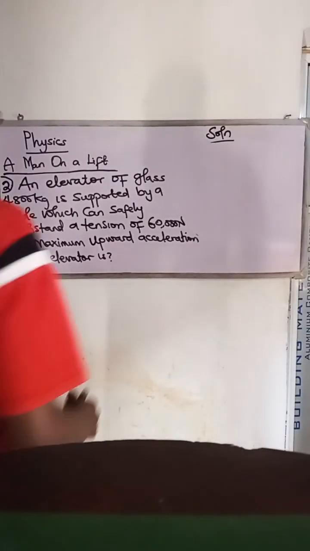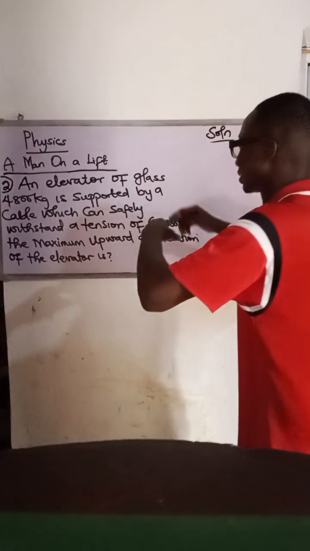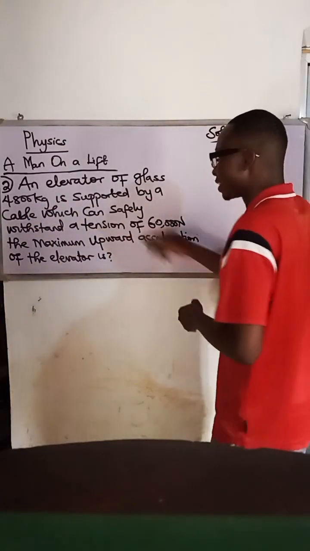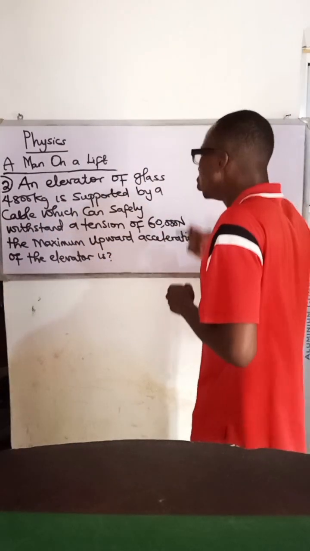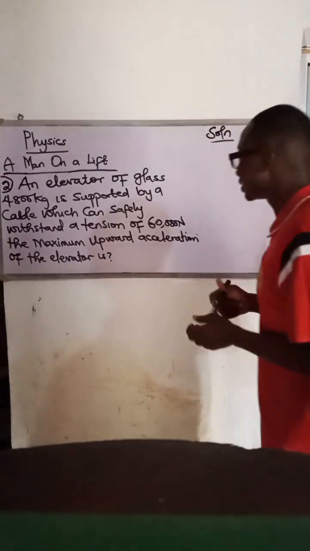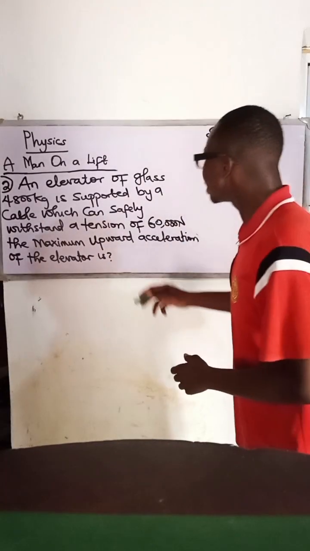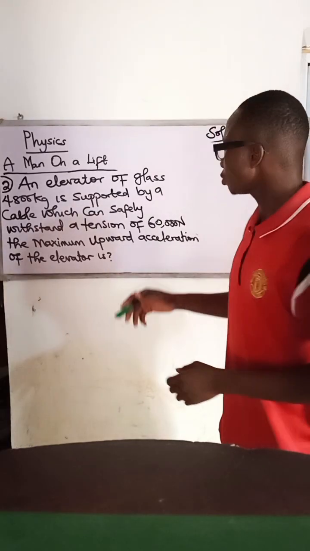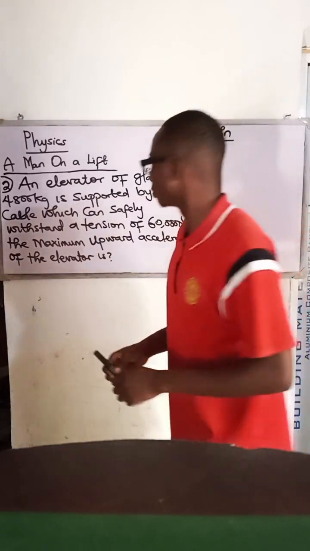Now, this question says an elevator of mass 4800 kg is supported by a cable which can safely withstand a tension of 60,000 Newton. The maximum upward acceleration of the elevator is dash. This is a very cheap question.